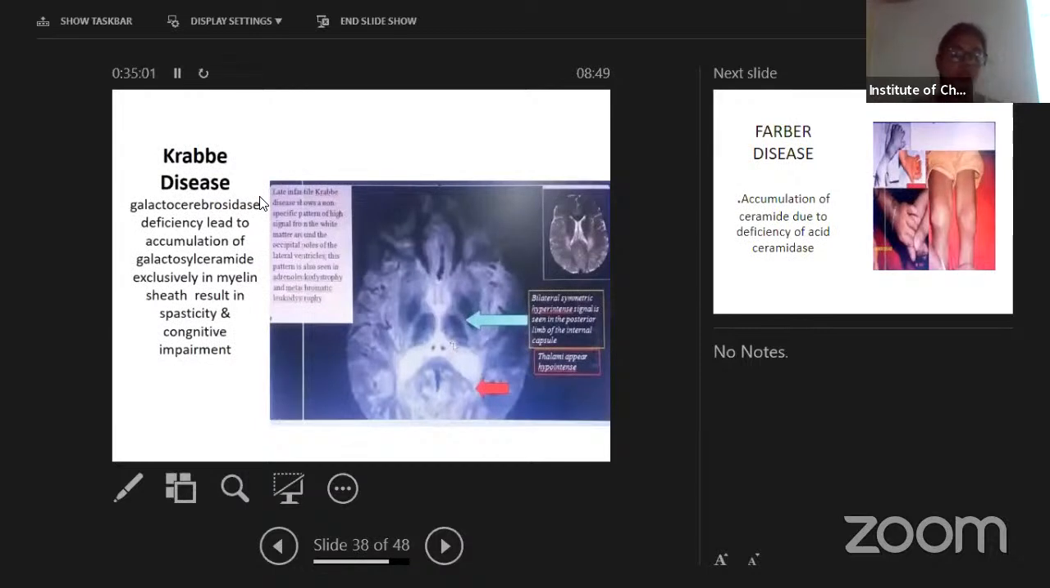Krabbe disease. Galactocerebrosidase deficiency leads to accumulation of galactosylceramide exclusively in the myelin sheath, resulting in spasticity and cognitive impairment. On MRI, it shows a non-specific pattern in the white matter around the occipital pole of the lateral ventricle. It is also seen in adrenoleukodystrophy and metachromatic leukodystrophy.